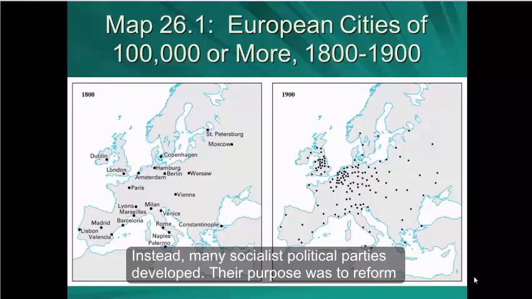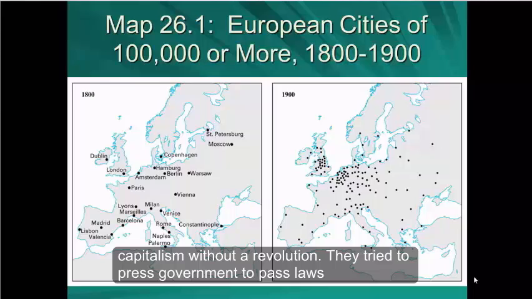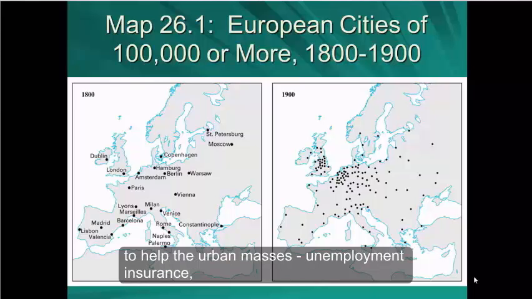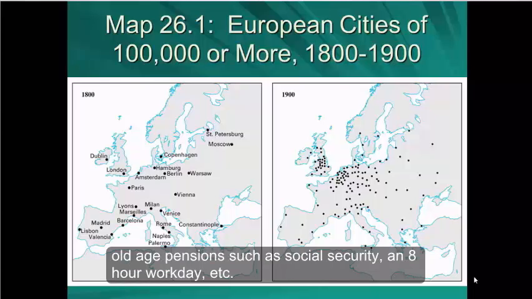Instead, many socialist political parties developed. Their purpose was to reform capitalism without a revolution. They tried to press government to pass laws to help the urban masses: unemployment insurance, old age pensions such as Social Security, an 8-hour workday, etc.